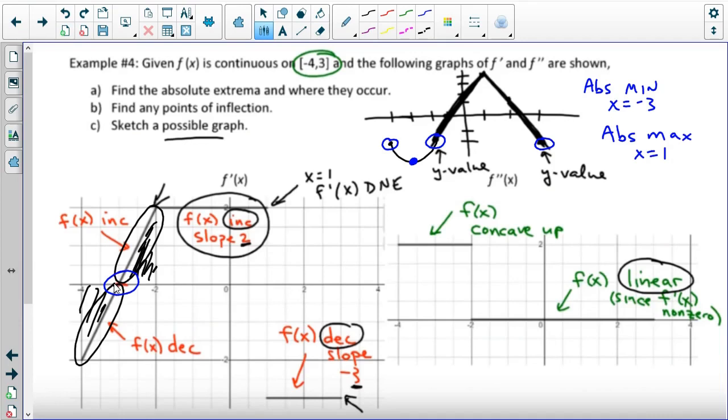And then any points of inflection would be where I have changes of concavity. In this case, there is one value where f double prime does not exist. That's at x equals -2. But notice it goes from concave up to f prime being 0. So that means it's not a sign change. So I have no points of inflection on this graph.